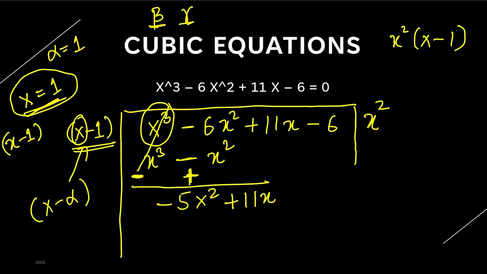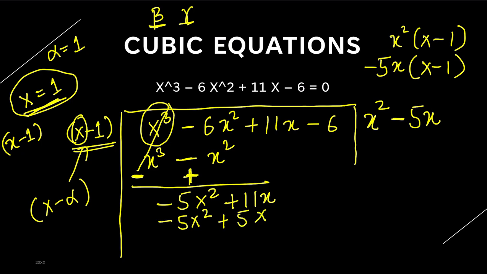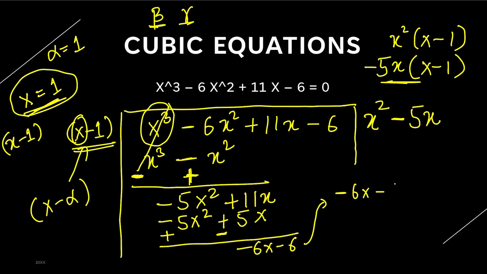Now, we have x minus 1 with me. What do I need to make it minus 5x square? Don't I need minus 5x? So I will add minus 5x here. Minus 5x multiplied by x minus 1 is minus 5x square plus 5x. I hope this is clear. Now subtraction, changing the sign, I will be left with 6x minus 6. I will just write it down here.